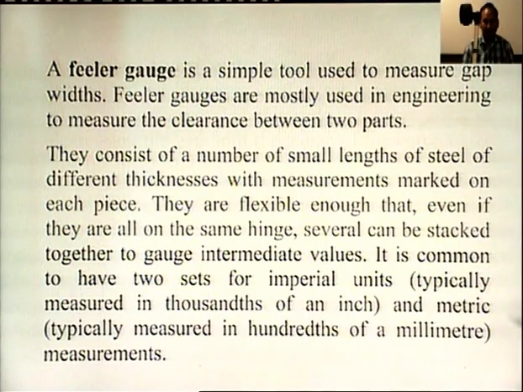They are flexible enough that even if they are on the same hinge, several can be stacked together to gauge intermediate values. It is common to have two sets: imperial units, typically measured in thousandths of an inch, and metric, typically measured in hundredths of a millimeter.